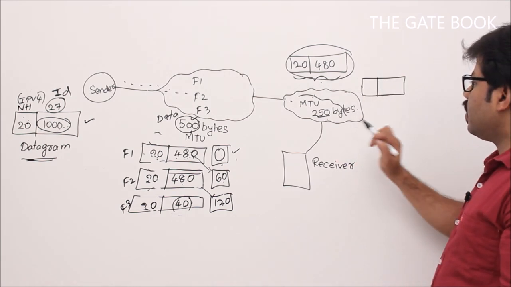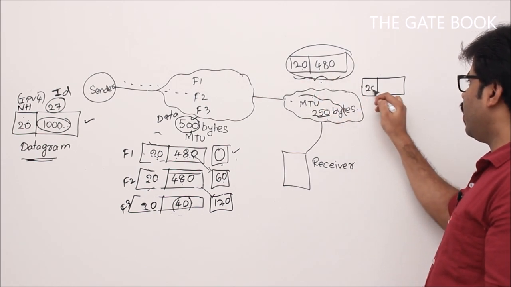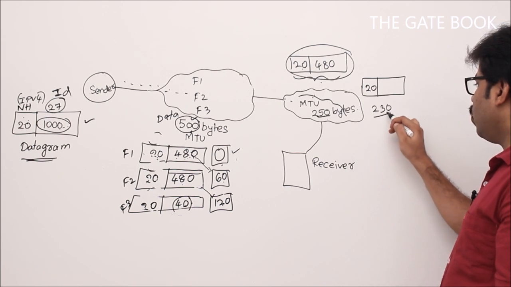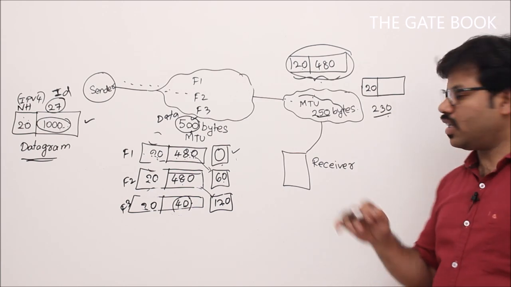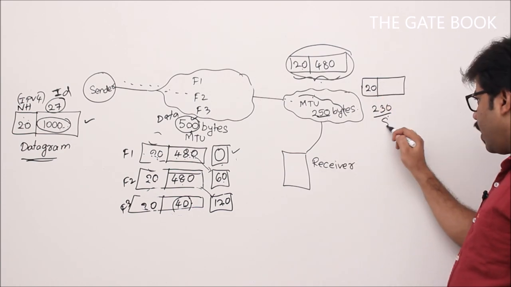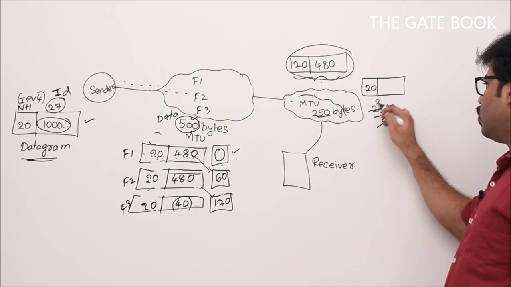First of all, take the network header and copy it, 20. Still, how much is allowed? 250 minus 20, 230. But 230 is not divisible by 8, and the remaining data should be divisible by 8, then only we can keep it here. First of all, try to divide it. 8 to the 16.